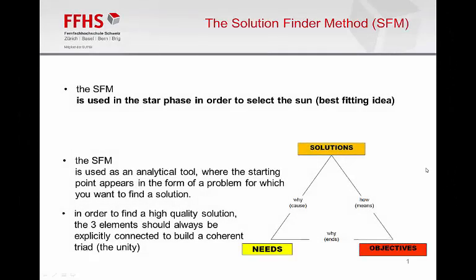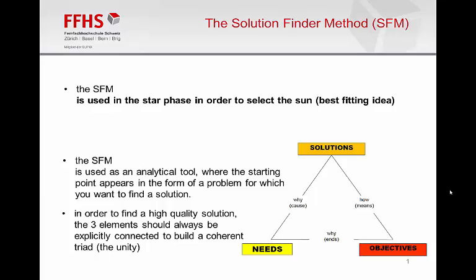The solution finder method. The solution finder method is used in the middle phase of the idea processing, in the star phase. Remember, you have lots of ideas. Now you have to select one in order to go to the next phase with this idea. If you discuss with students or other participants just your idea, you will never come to an end. So this solution finder method will help you to find the best fitting idea.